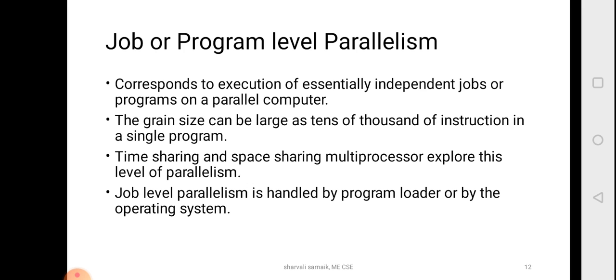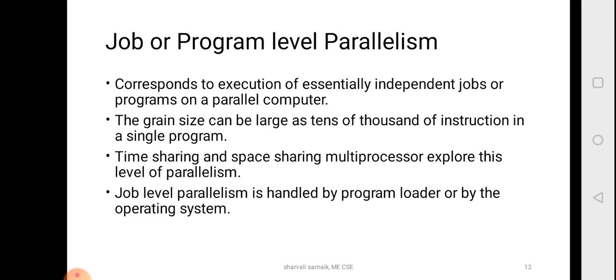As I said, we have three types of grains: fine grain, medium grain and coarse grain. Now fine grain, we have already seen what comes under fine grain. If there are less than 20 instructions, it comes under fine grain, and if there are less than 500 instructions, it comes under medium grain, having loop level parallelism, and procedural level parallelism which has less than 2000 instructions. So to summarize, fine grain, medium grain and coarse grain.